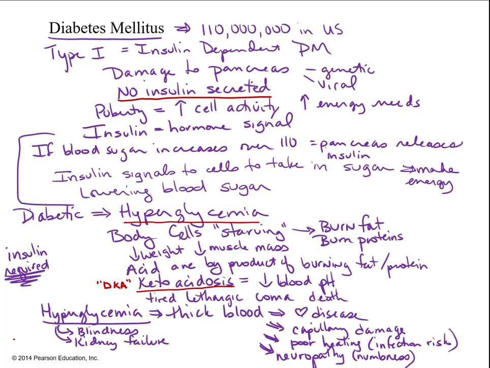What is the highest blood sugar you've ever seen? 900. It should be between 60 and 110. So 900 is 9 times more sugar in the blood than should be there. And she couldn't see. That's why I said blindness.